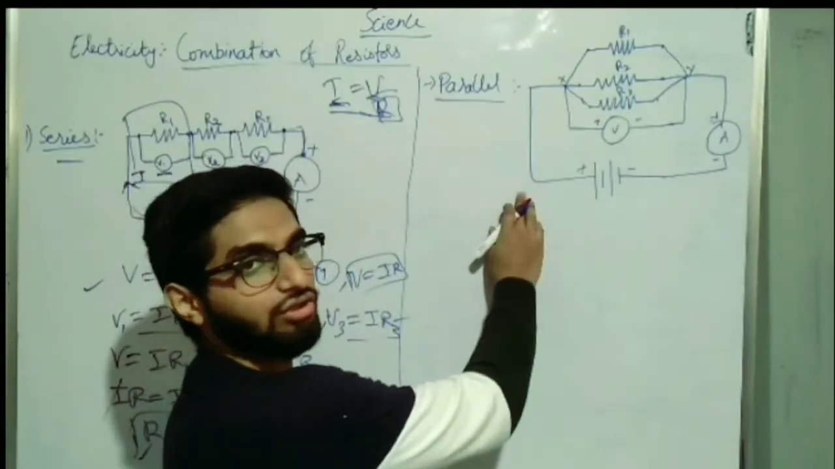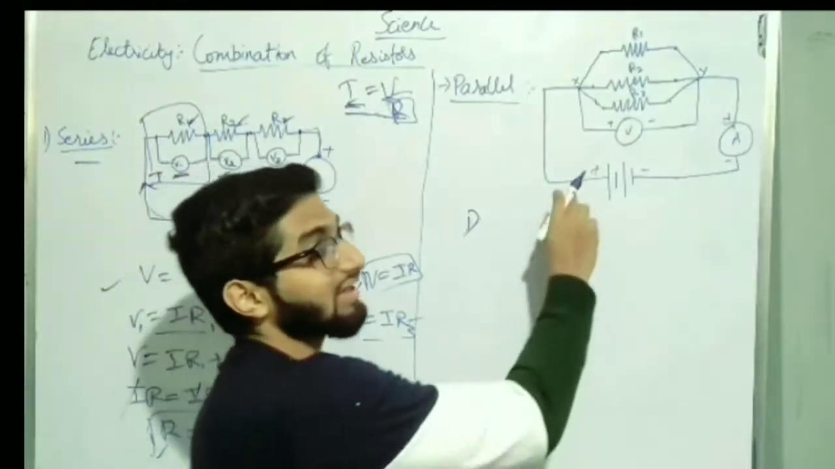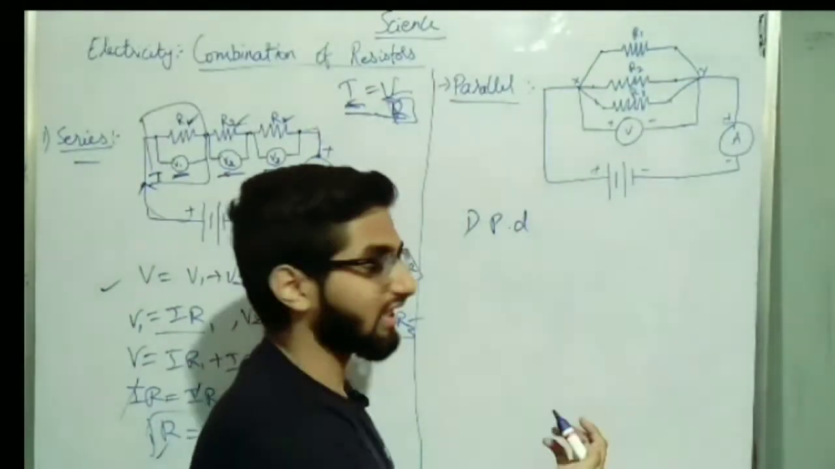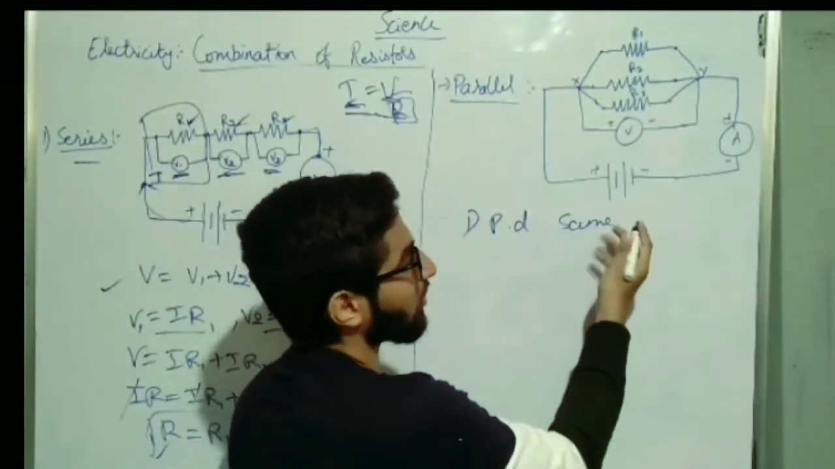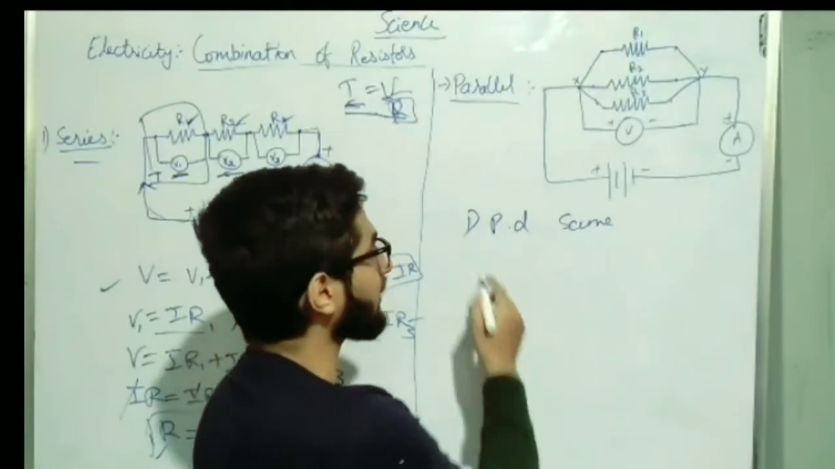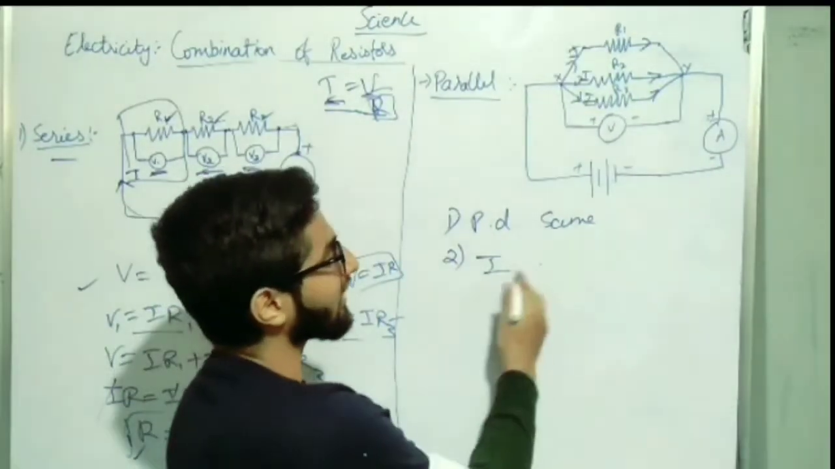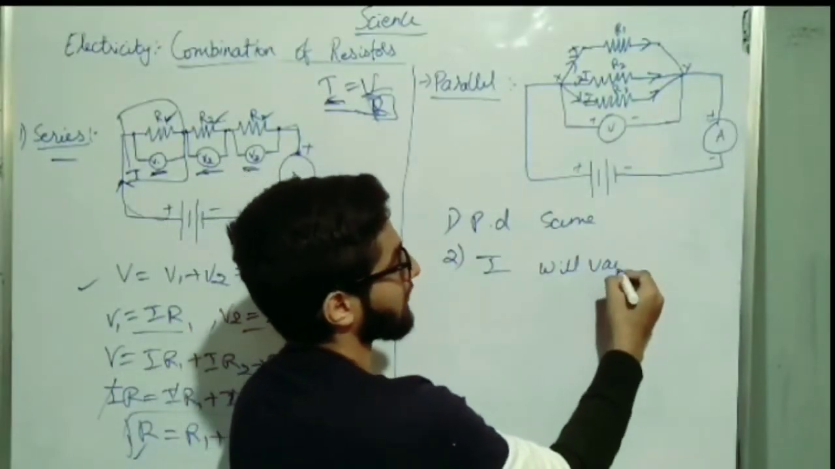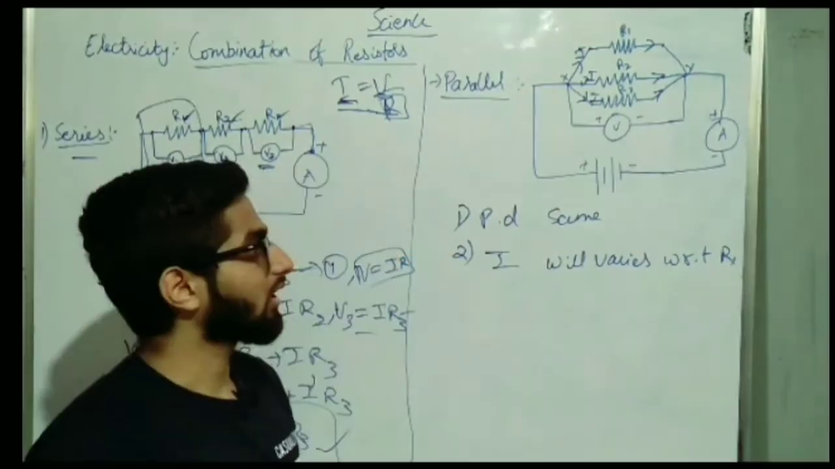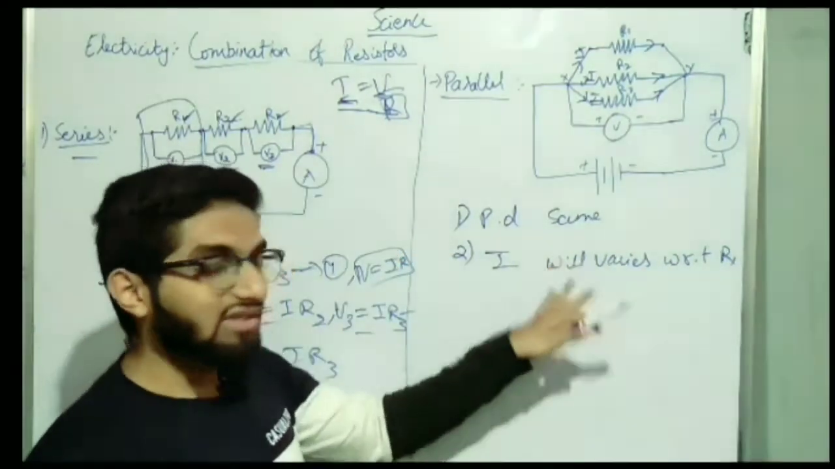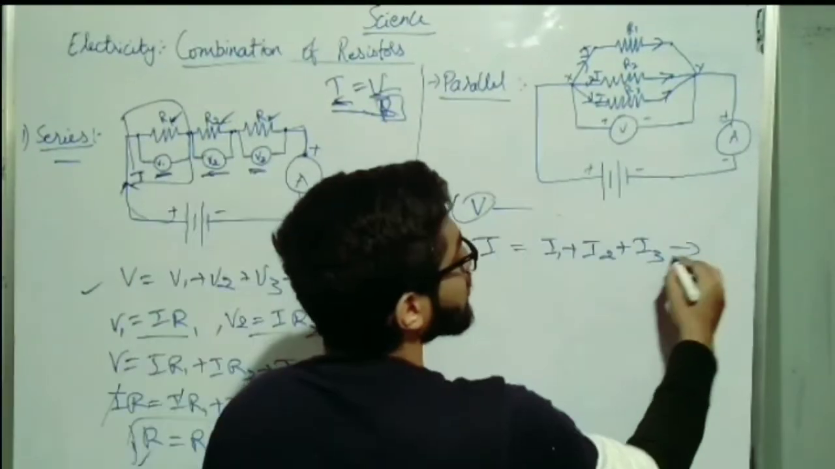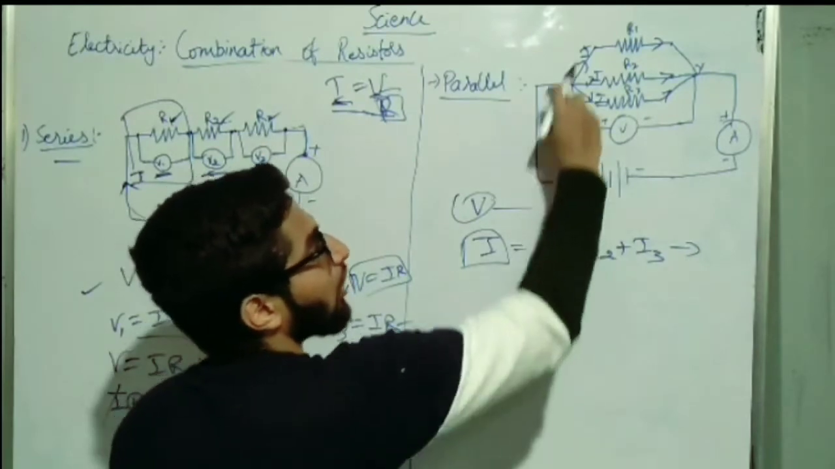In this circuit, you have to remember two things. Here it's the opposite. Your potential difference or your voltage will be the same throughout the circuit. It won't change. But the current will vary with respect to your resistance. Based on this concept, we'll derive the total resistance. V is the same throughout the circuit. So this is your total current throughout the circuit.